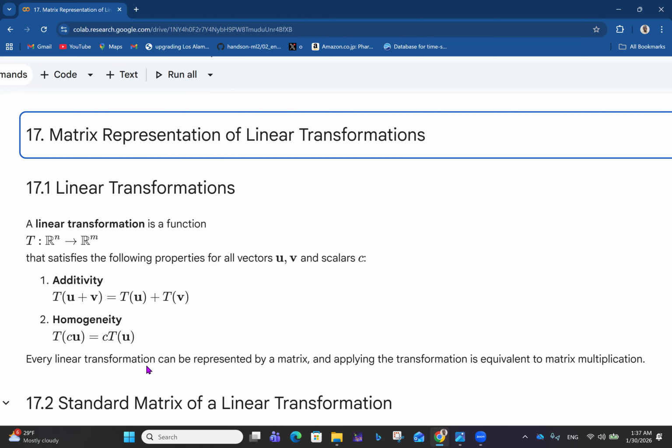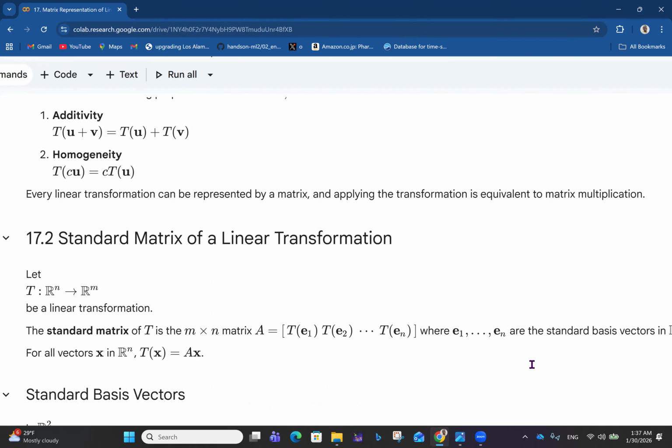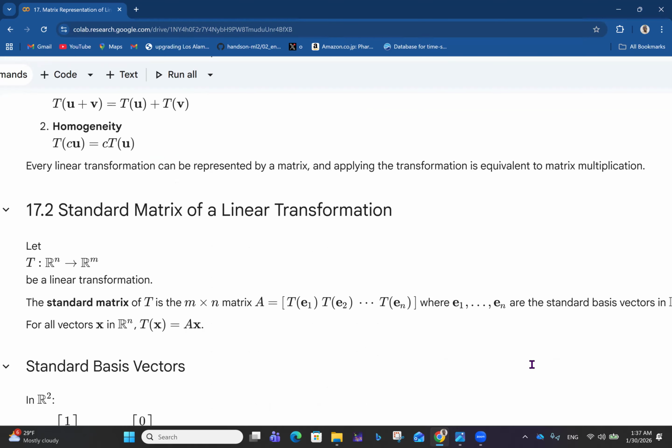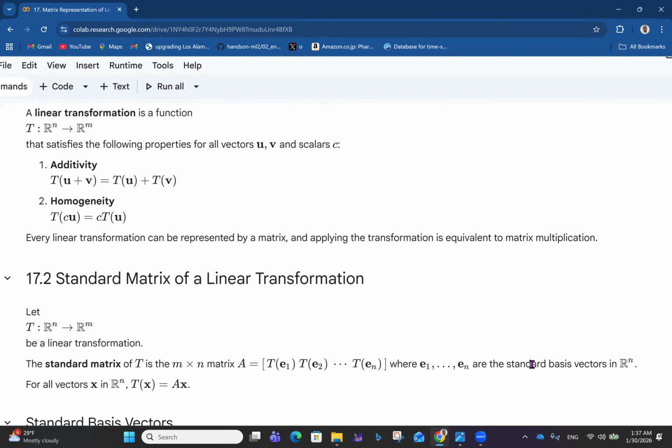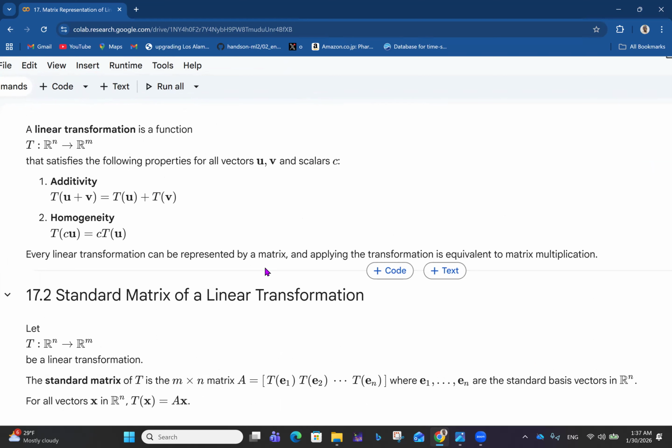So every linear transformation can be represented by a matrix, and applying the transformation is equivalent to matrix multiplication. We've done something like this previously, but now we want to look at it in the proper way, under the name it is actually called.